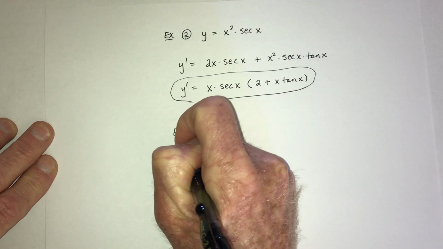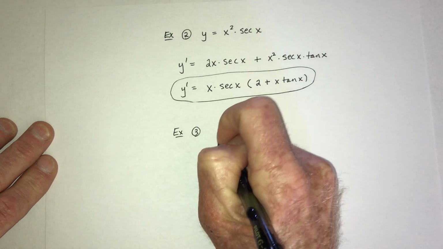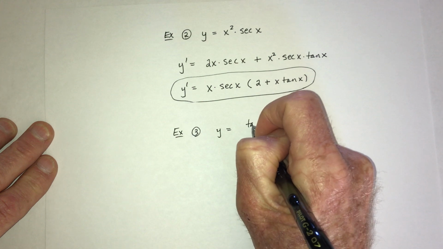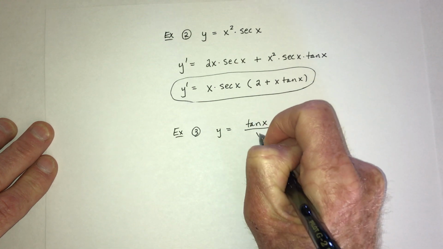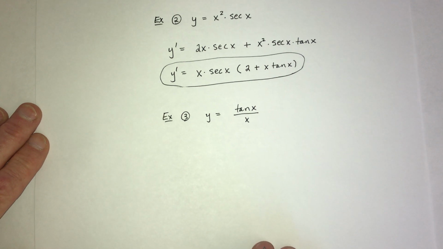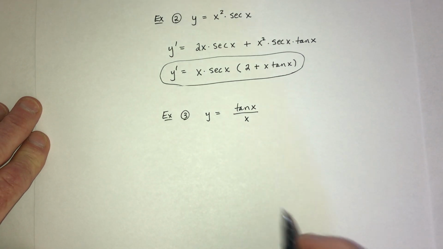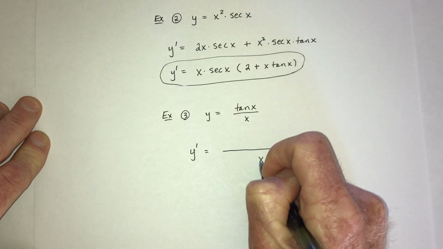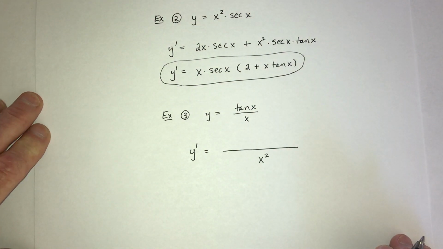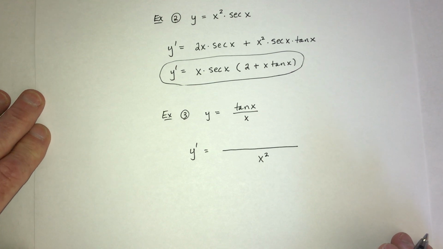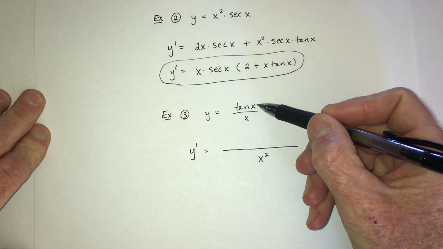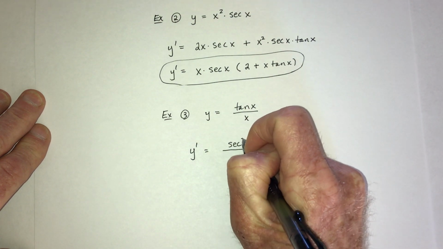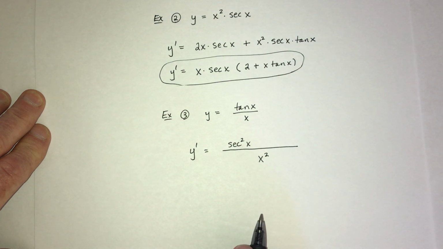Then for example number 3, how about if the function is tangent of x over x? So for this one, we get to use the quotient rule. The quotient rule is going to have the bottom get squared. That's the easy part of the quotient rule. Then take the derivative starting with the top. The derivative of tangent is secant squared, and then times the x.